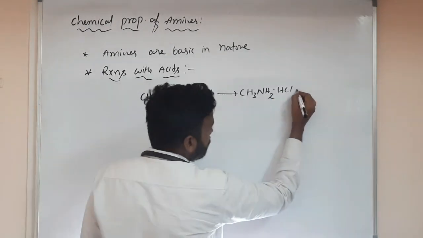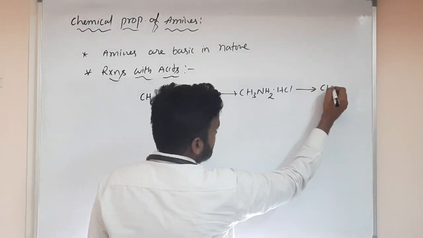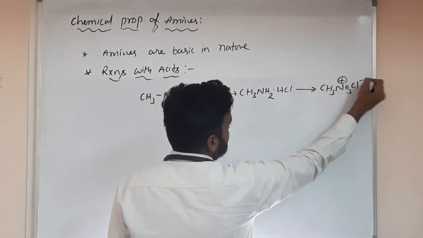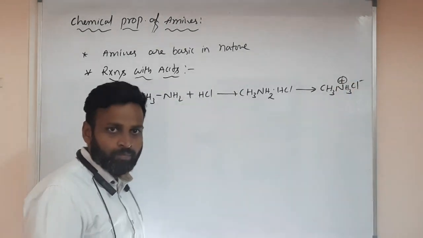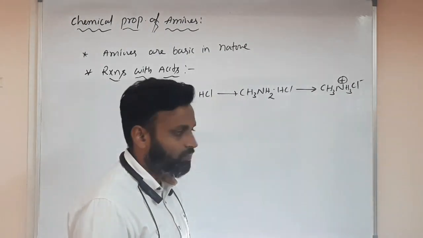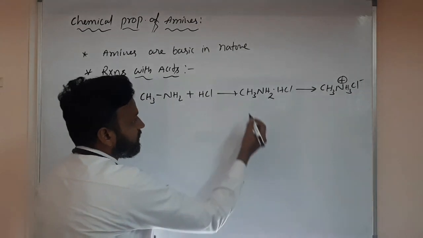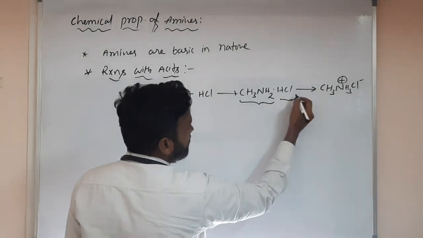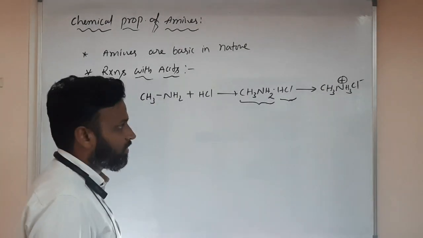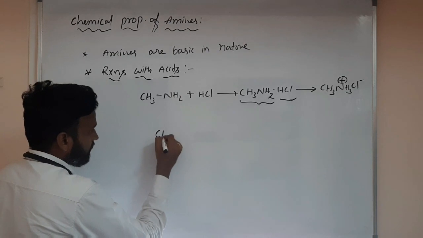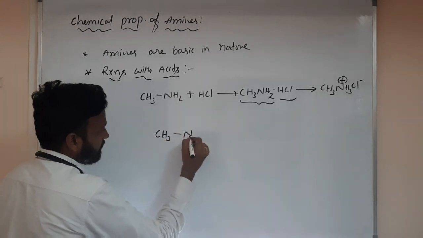So what is the meaning of this? CH3NH3 plus and Cl minus. Methyl ammonium chloride, a salt, forms. That means between this base and acid there is a dative bond between this H plus and NH2. In another manner you can understand it like this.